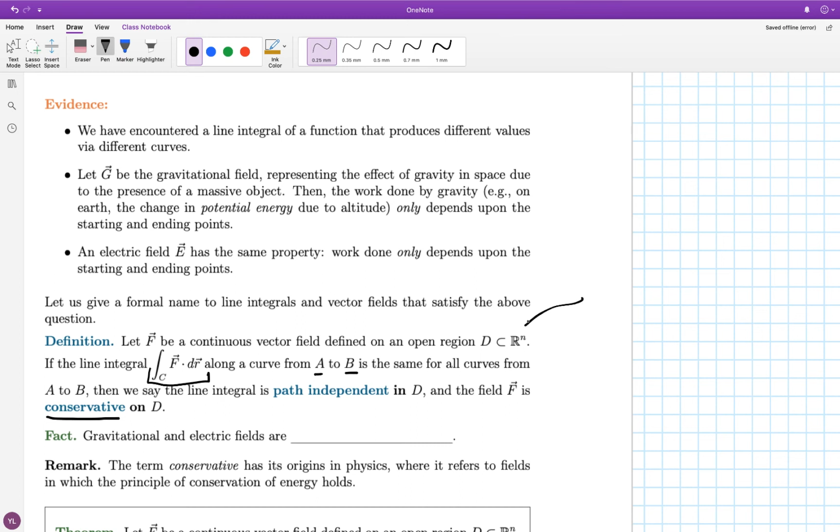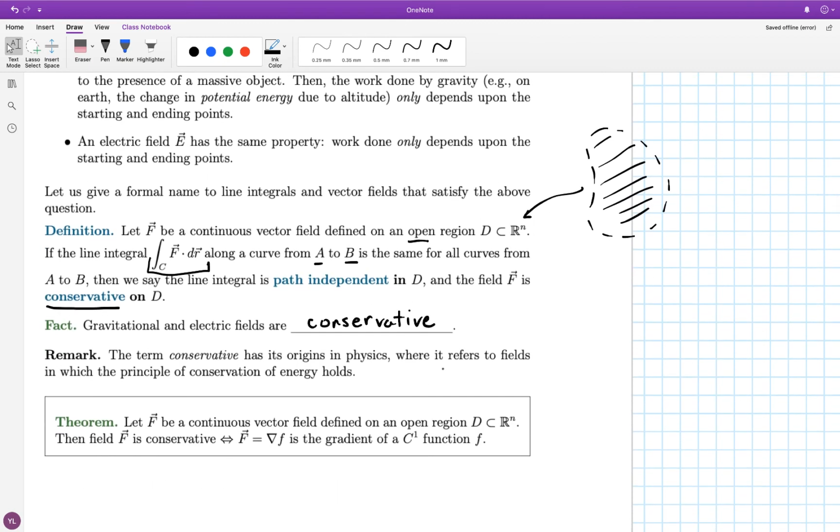And we're going to study vector fields over certain regions in mostly R2 and R3. When I say open region, what I mean is a region that has sort of a dotted boundary in some sense. In fact, all of R2 or R3 can be considered open, but if you're looking at some smaller subspace of R2 or R3, we're going to consider those that don't have a solid boundary. That's enough of an informal definition of open for our purposes. As mentioned before, gravitational and electric fields are both conservative vector fields, and the term conservative comes from the conservation of energy from physics.